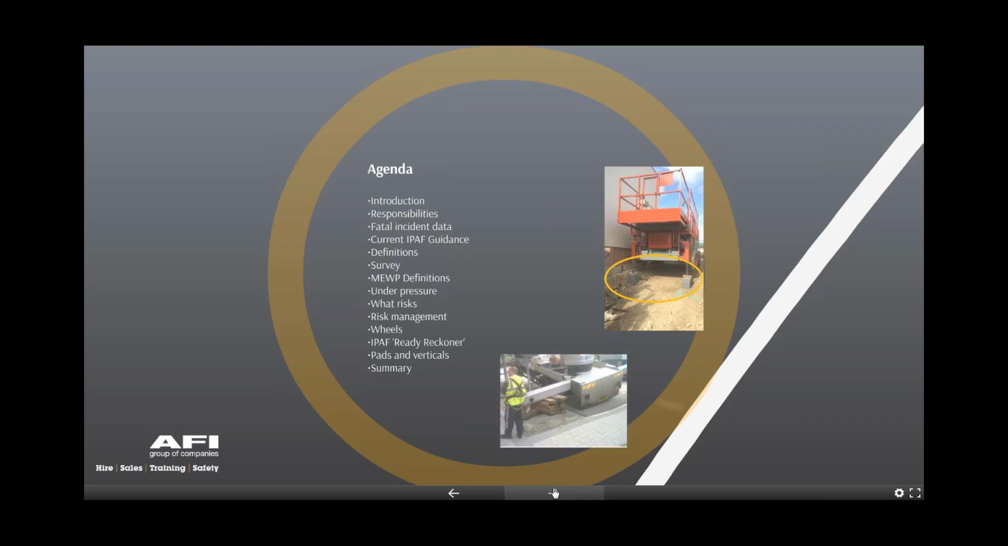And then looking at wheels. Some of you may have been on the IPAF website, and hopefully even used the IPAF Ready Reckoner to get an idea of something to put underneath a pad, not like my friend in the bottom picture there, who clearly didn't listen to that guidance that day. And hopefully we can get a little bit more information out of you, and then a quick summary at the end with a short question and answer session. But feel free to get involved.